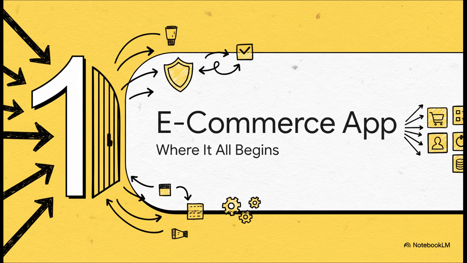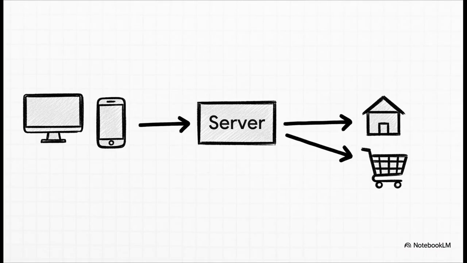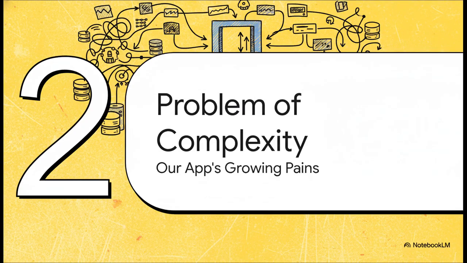scratch. Picture it. We're launching a brand new online store. In the very beginning, our app is super straightforward. A client, someone on their desktop or their phone, can go to our homepage, they can browse all the products, and they can manage their shopping cart. The server is just handling a few simple requests. Easy enough, right? But then, something awesome happens.